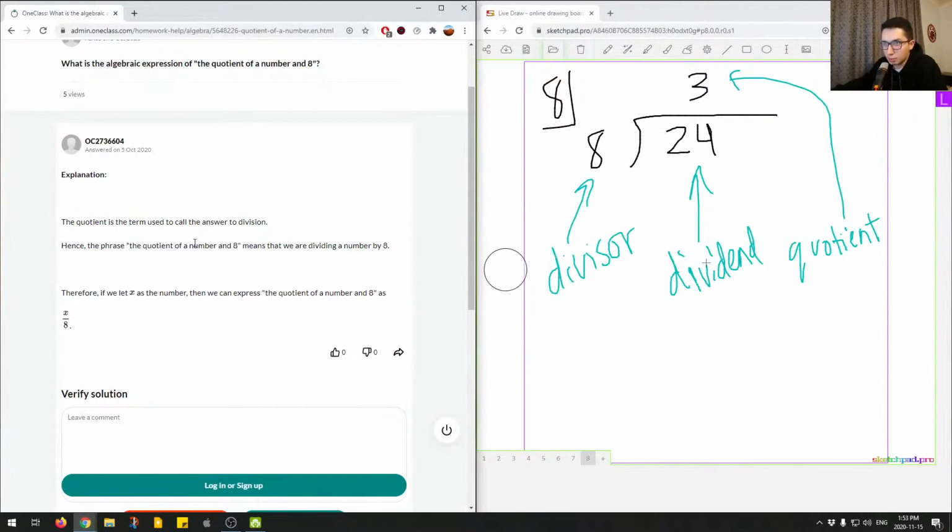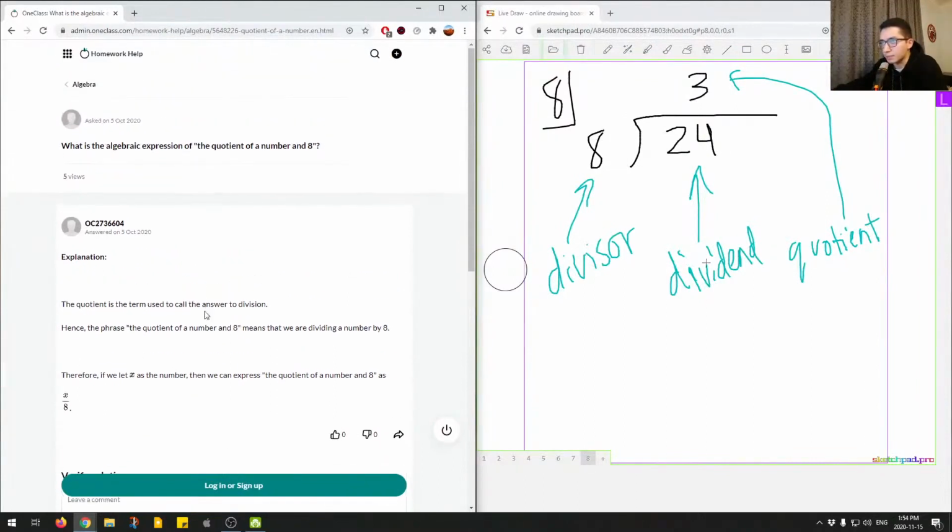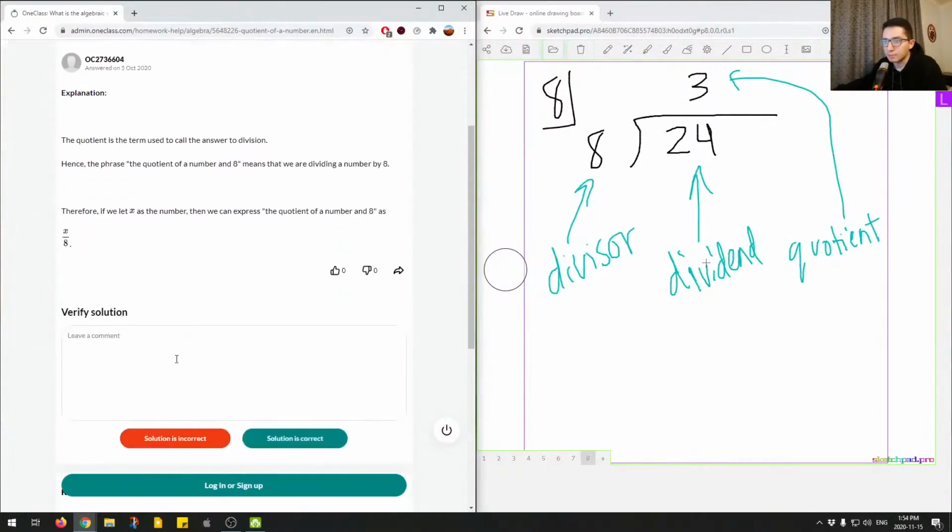So we could say the quotient of a number, any number, and 10, and that would be x divided by 10 in this situation, if the number was x. So this is the example that they're giving here. There's not really much to this other than having this memorized, so whenever you see this, you're able to identify what this means. But yeah, so we'll mark this as correct. Great job. Correct answer.